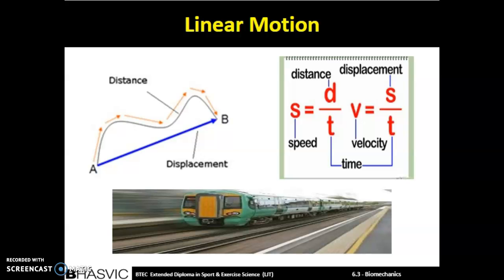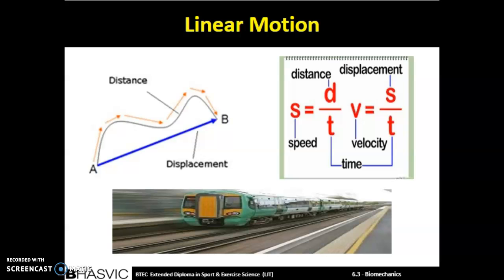Displacement is the quickest distance from A to B. This can also be known as the bird's eye view. As you can see from the top left image, it shows the distance and displacement from A to B. The displacement is the direct route, and the distance can go in any direction as long as it reaches B at the end.